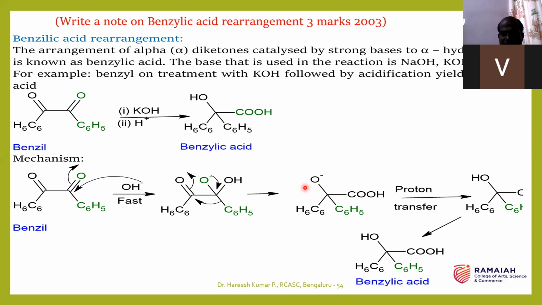Okay, so the obtained one is this, and for this there will be a proton transfer. Proton transfer means the carboxylic acid proton moves from the carboxylate to the phenoxide anion. Then at the end, it takes the proton when it is treated with acid. This is about the mechanism and the reaction.